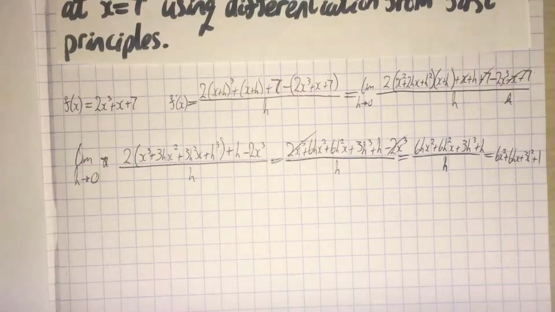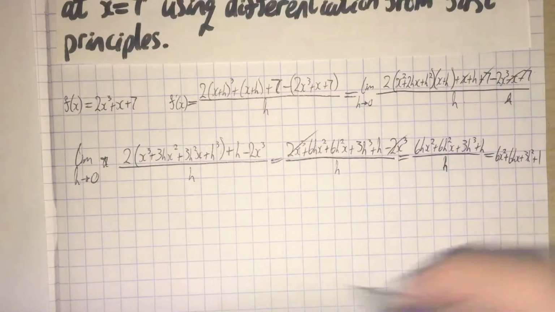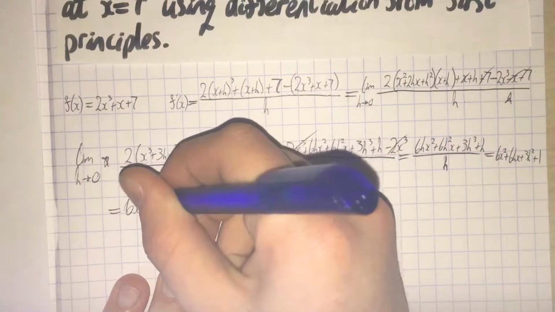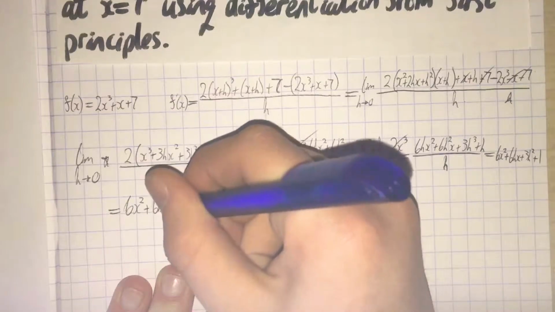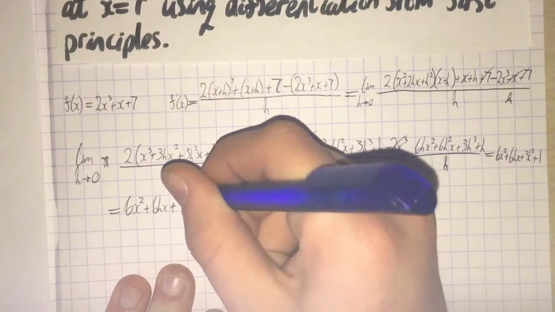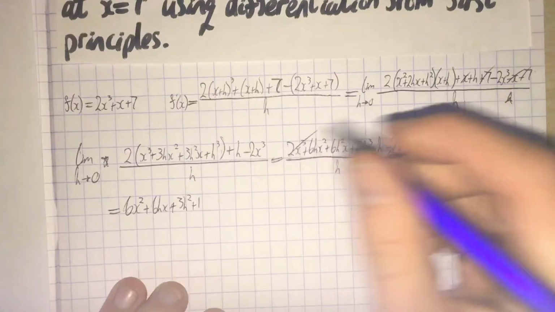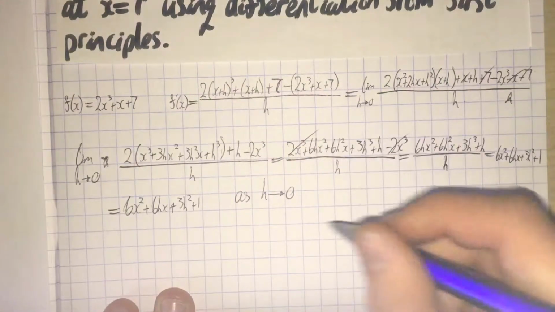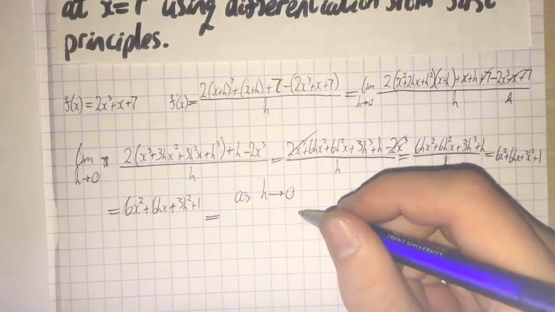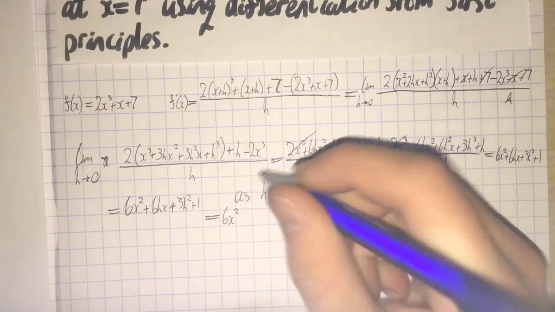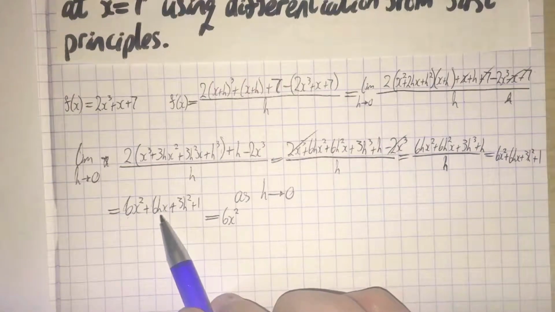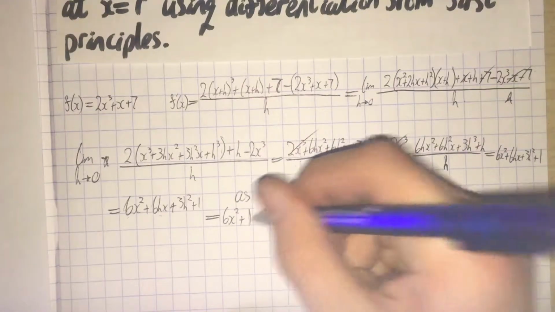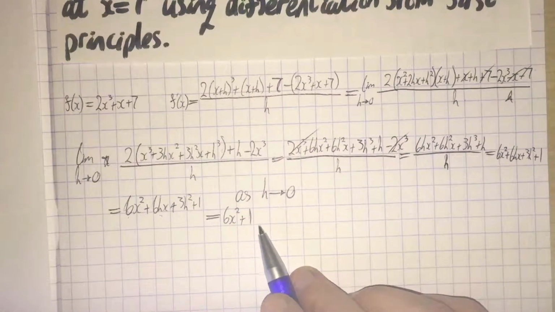Right. Crikey. So, I'm going to rewrite that here, just for ease. Right, and as h tends towards 0, this will equal 6x squared, which is not affected because there's no h's. That will become 0, this has an h there, so will that, so we're going to be left with 6x squared plus 1. Job's a good one.